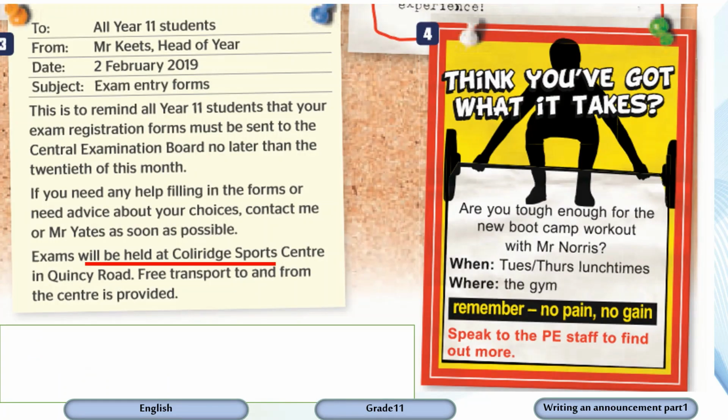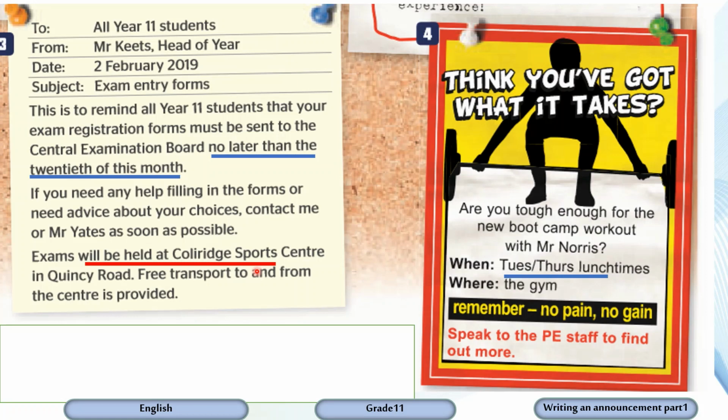Now let's have a look at the announcements 3 and 4. Look at the underlined sentences. Okay, so your exam registration forms must be sent to the Central Examination Board no later than 20th of this month. This is the deadline, which means that there are many days before on which I can submit the form. Here, it will be held at Coleridge Sports Center.